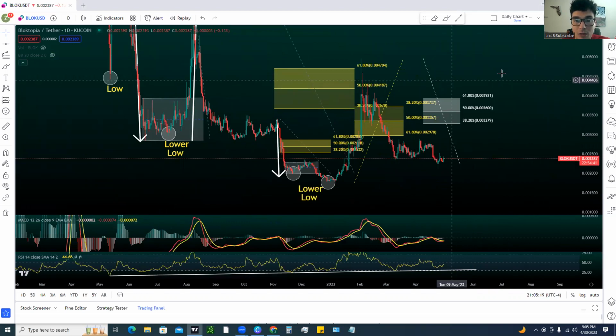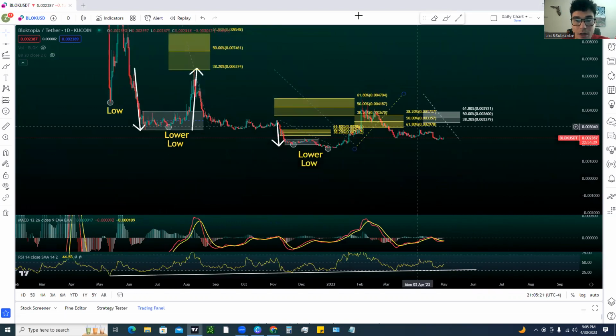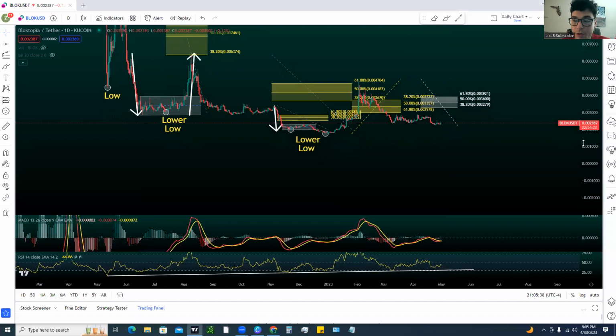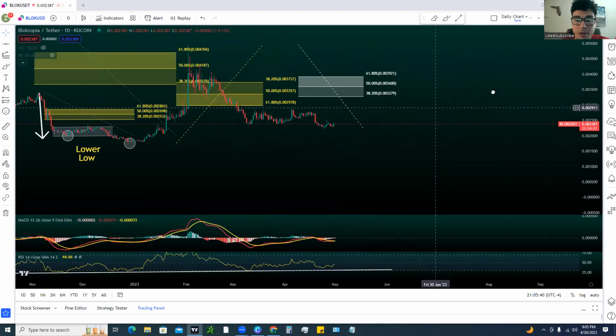You can take a look when we had this much larger scale move down, right? So I'll show you guys. We had the swing high up here. We had a big wave down. We retraced and we came right up to the 61.8 and we weren't able to break through, and we've started trending back downwards once again. So, it's going to be real interesting to see what happens with Blocktopia.